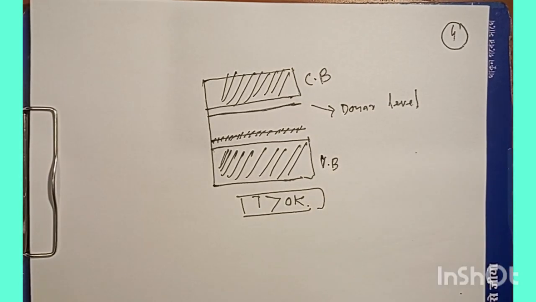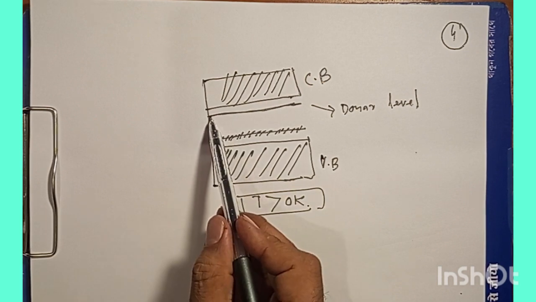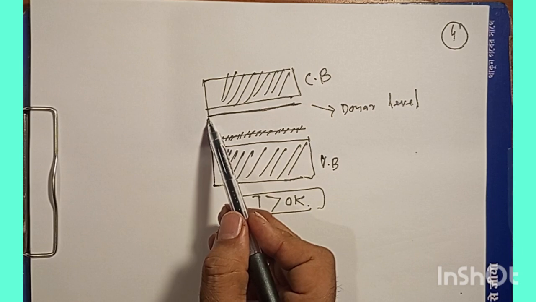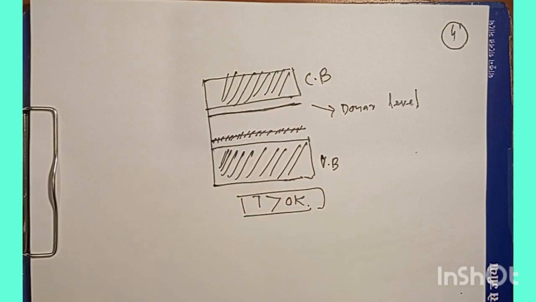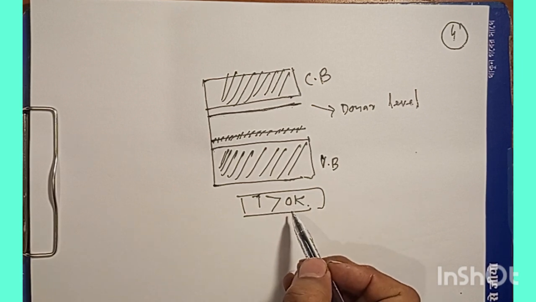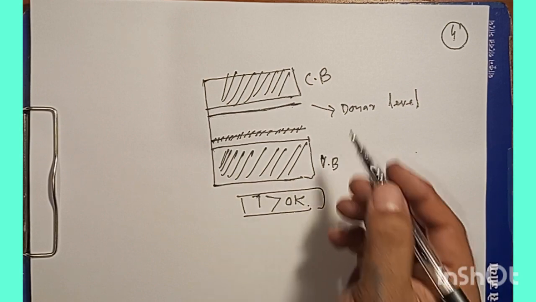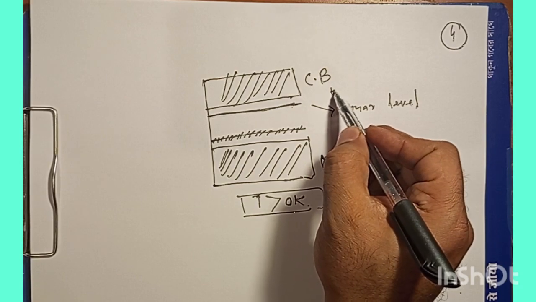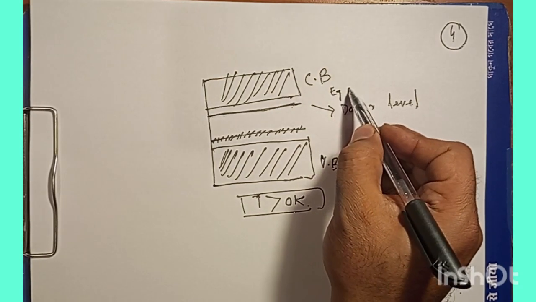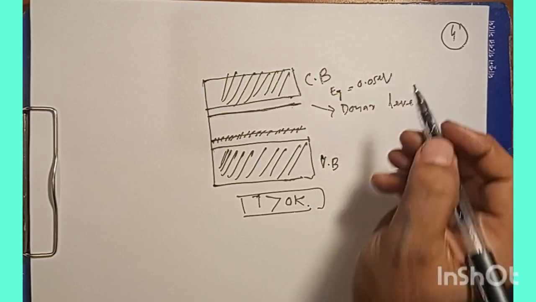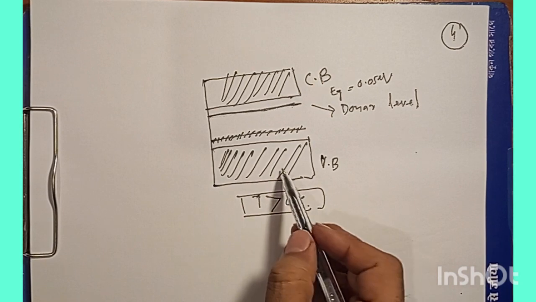We call this the donor level. So there is a mediation now. We have an energy level which is called the donor level at temperatures greater than 0 Kelvin, and its value for silicon is nearly 0.05 electron volts. So you have the valence band.